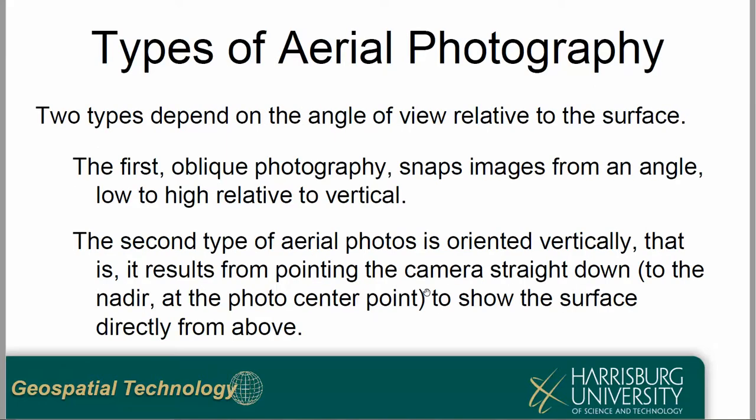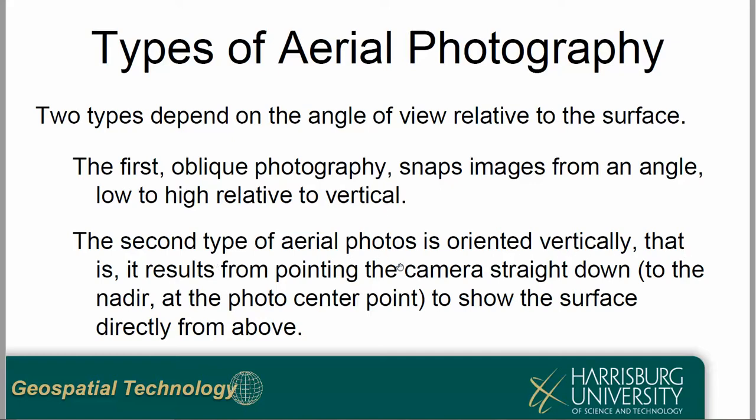So types of aerial photography, two types, right? We have oblique and straight down, or nadir, photography. Oblique photography snaps an image from an angle, low to high, relative to vertical, but it's looking at things. You may have seen bird's eye view in Bing Maps. That's oblique photography.